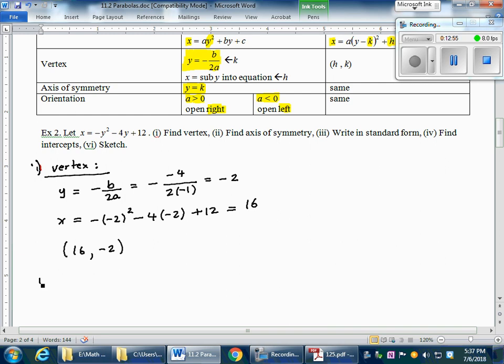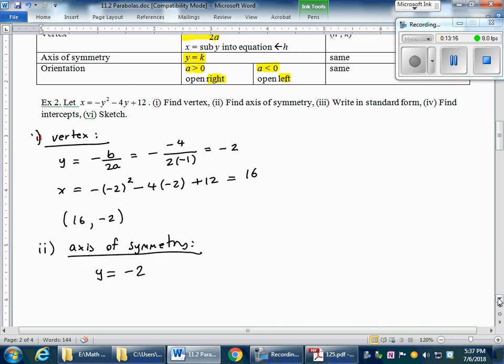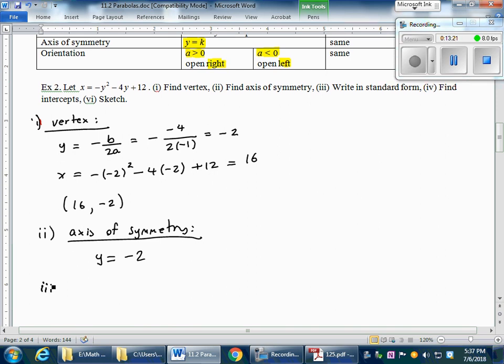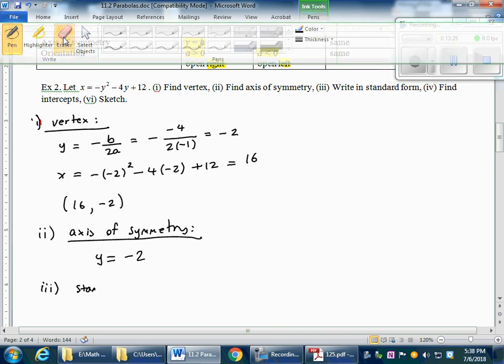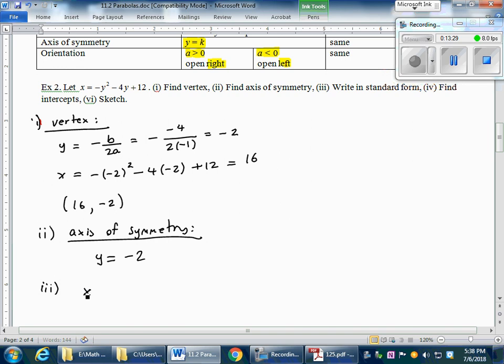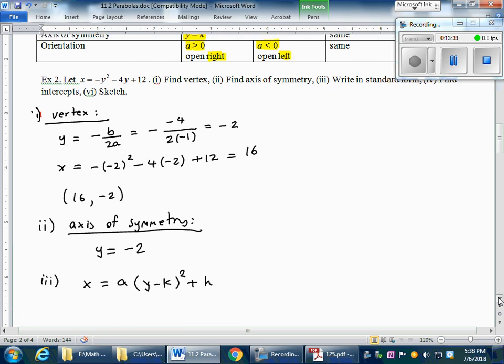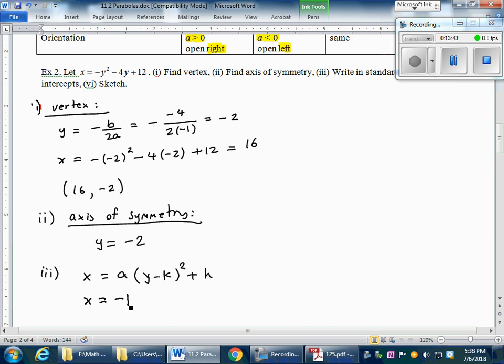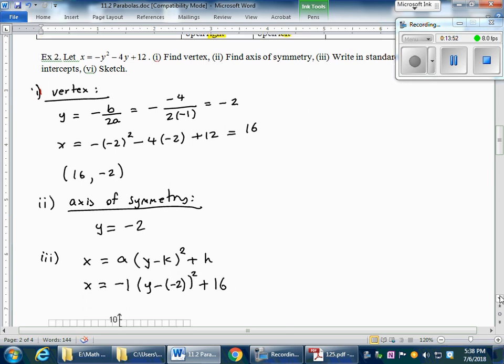All right. So from here, now I can talk about my axis of symmetry. The axis of symmetry is basically the horizontal line, so that will be y is equal to the y coordinate of the vertex, which is going to be negative 2 in this case. And then we want to write it in standard form. The standard form this time is x is equal to a times y minus k squared plus h. So that is x is equal to my a, negative 1, times y minus my k, negative 2, squared plus h, 16. So therefore x is equal to negative (y plus 2) squared plus 16.